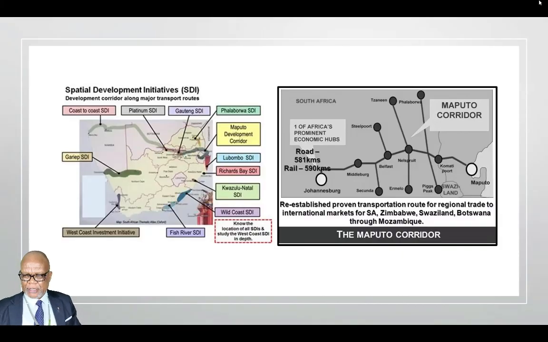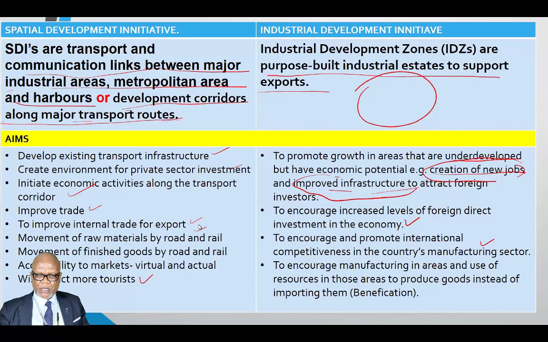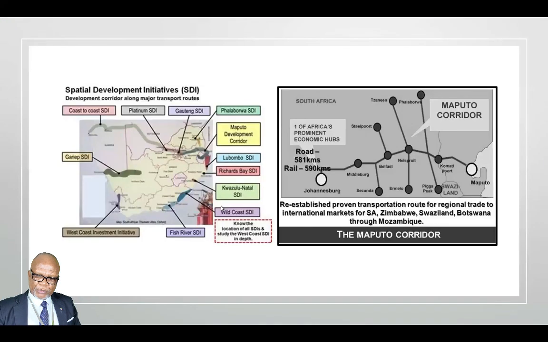So, we said in the definition, what is an SDI? It is a development corridor along major transport routes. Now let's go to the Maputo Corridor and look here. So these are the major transport routes. What is the transport route here? This transport route here is the N4.